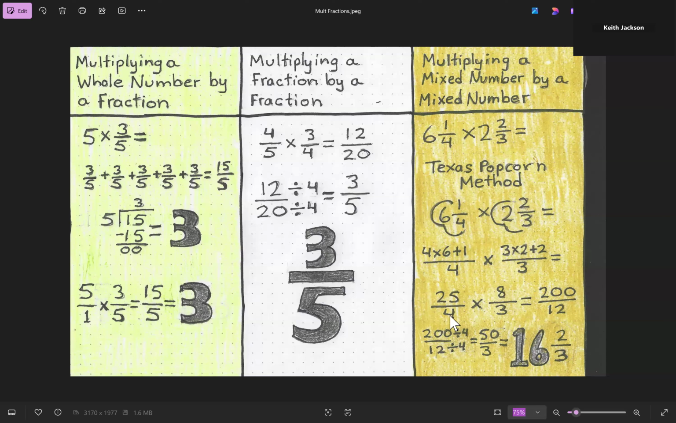So we have 25/4 times 8/3. And when we multiply across, we are going to get 200 over 12 right here. And so let us simplify 200/12 by dividing both numbers by 4, because 4 is a factor of 200. And of course, we established over here that 4 is a factor of 12. And we know that 200 divided by 4 will give us 50, while 12 divided by 4 will give us 3. And in the end, when we divide 50 by 3, that would give us 16 with 2/3 remaining. So the answer in this case would be 16 2/3.